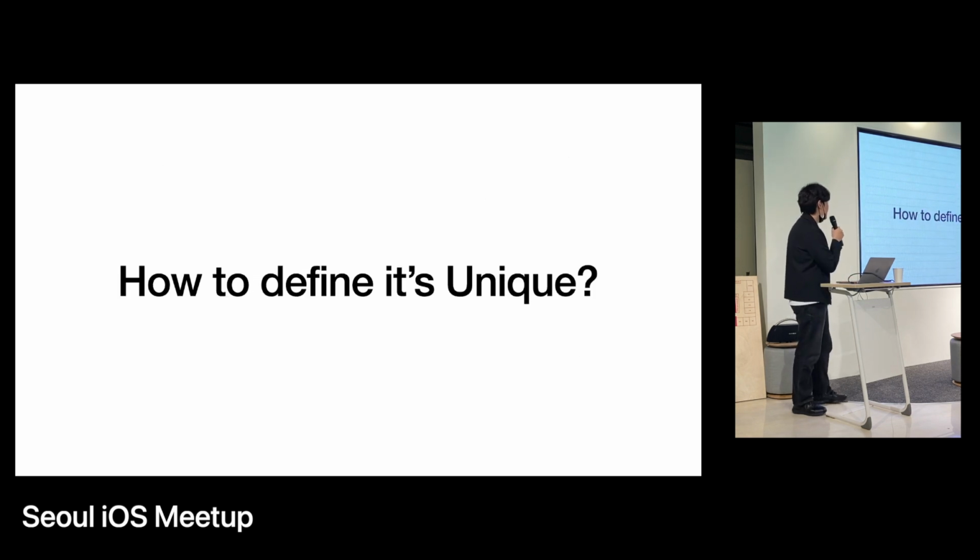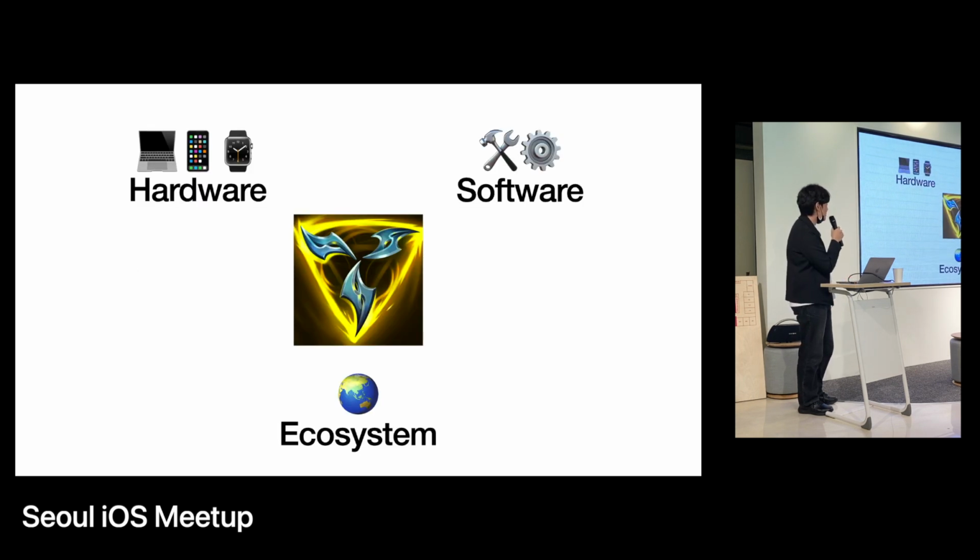So, first things first, how do we define what makes an Apple framework unique? Is it that you can't use it on Android or other platforms, or is it that it has to be strong in the Apple ecosystem? What do you guys think? What defines a unique Apple framework? Okay, what I define as a unique Apple framework is to use these three things: the hardware, software, and ecosystem.